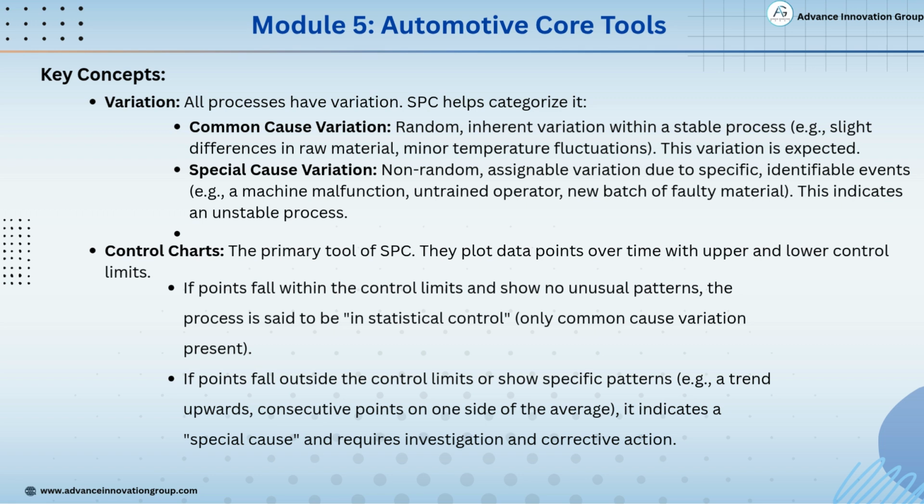If the points stay within these limits and show no unusual trend, the process is said to be in control, meaning only common cause variation is present. But if points fall outside the limits or show a specific pattern, like a consistent upward trend or too many points on one side of the average, this signals a special cause. Action must be taken to investigate and fix it. These concepts help us maintain predictable, high-quality processes.